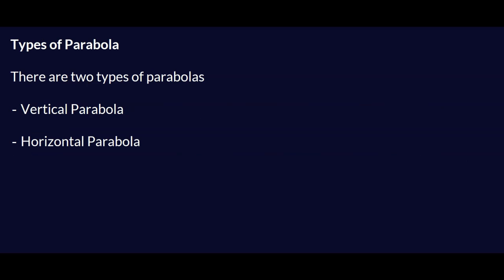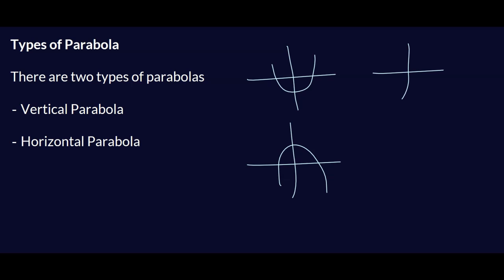So what are the two types of parabolas? We have the vertical parabola. It opens upwards and it also opens downward. That's the vertical parabola. We also have the horizontal parabola that opens to the right and one that opens to the left. These are the two types of parabolas that you're going to see.